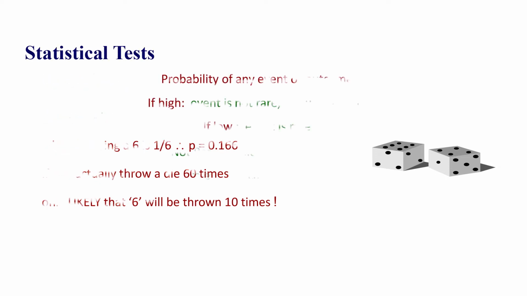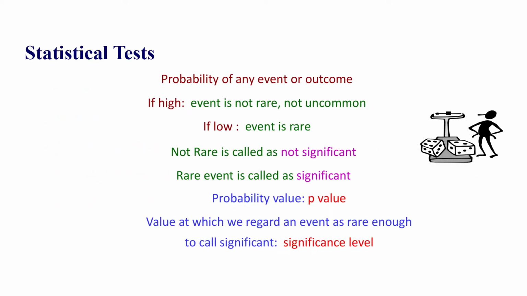So if the probability of any event or outcome is high, that is, if the thing is happening very frequently and is not very rare, then you will say that probability is high. So probability of raining in July is very high, but probability of raining in October or November is low. So when the event is rare, the probability is low. When the event is not rare or not uncommon, we say that the probability is high.